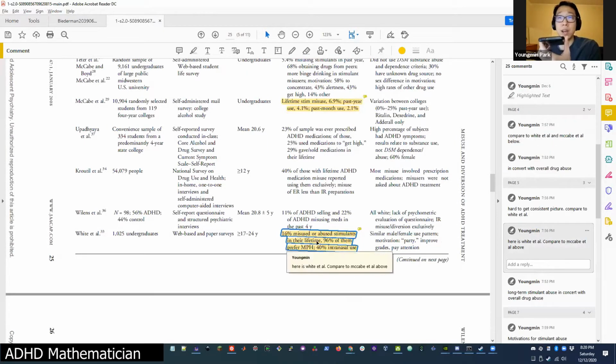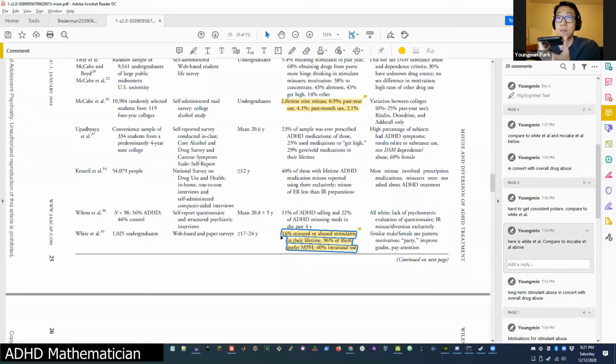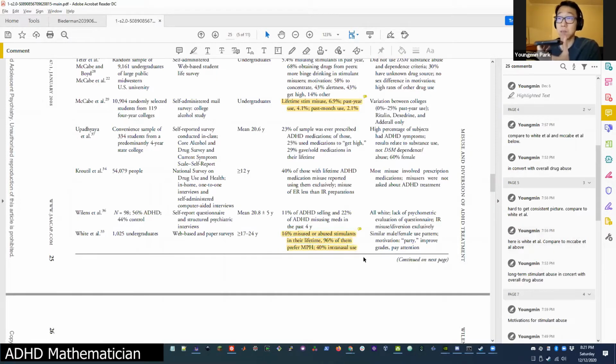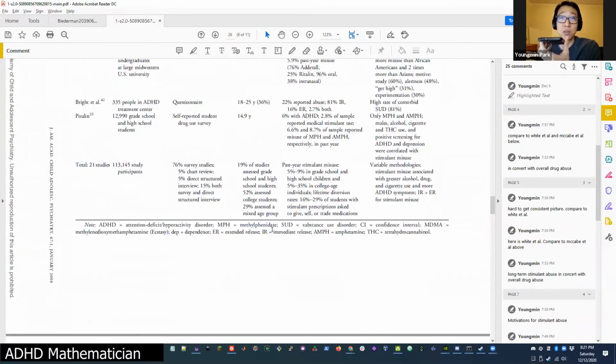And then White et al. Here it's a study of 1,000 undergraduates, 16% misused or abused stimulants in their lifetime, and 40% of those abused the medication intranasally. So they would crush it up and snort it, which, by the way, apparently is a pretty clear indicator that you are abusing stimulant medication. So just keep an eye on yourself. I certainly keep an eye on myself, making sure that I'm not breaking apart my extended release capsules, grinding them up, crushing them and snorting them.